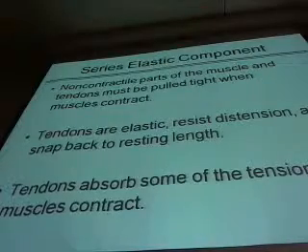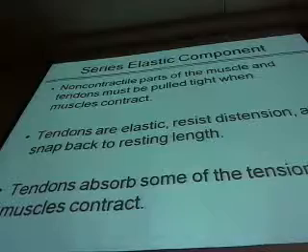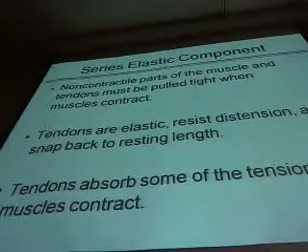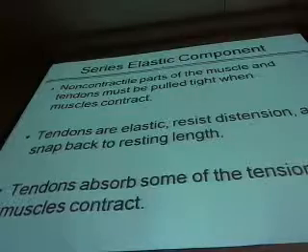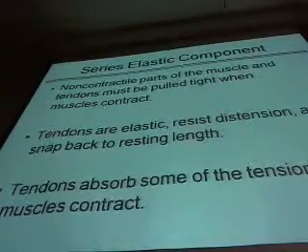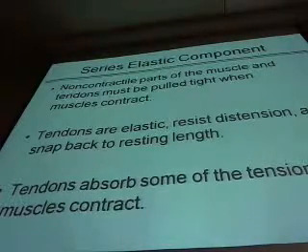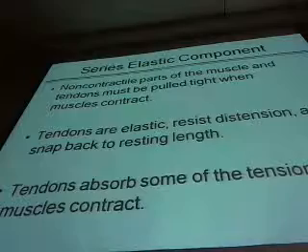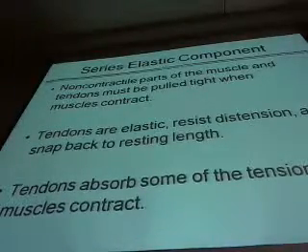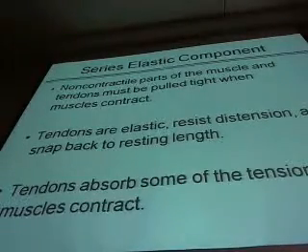Series elastic component, the non-contractile parts of the muscle, the tendons, are pulled tight when the muscles contract. The tendons have to take up the slack. The tendons are pulled tight before you can lift something. They're elastic, they resist being stretched, and then they snap back to resting length. They absorb tension as the muscles contract.